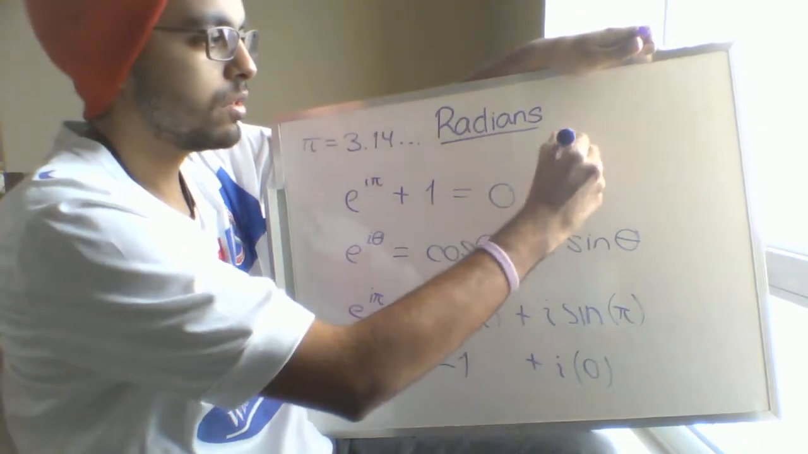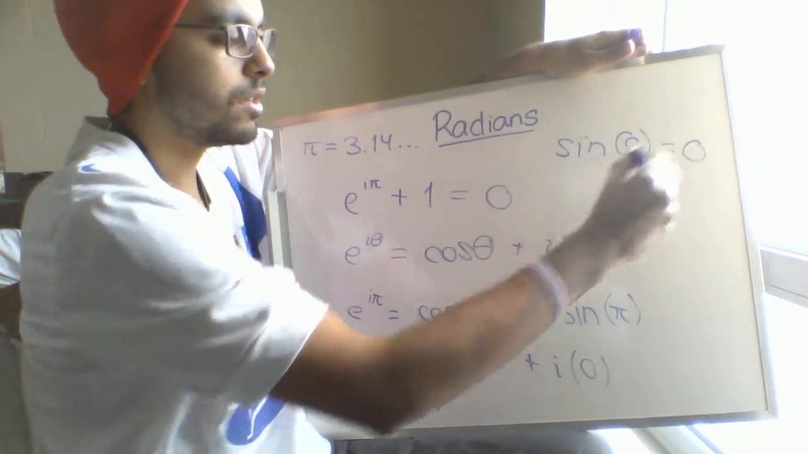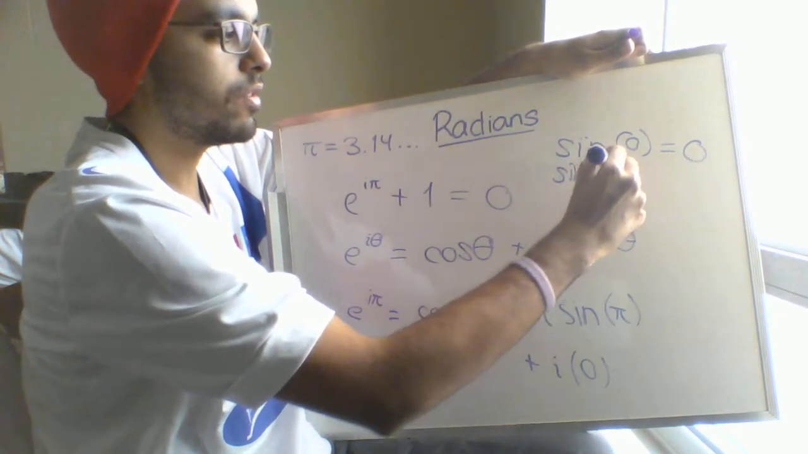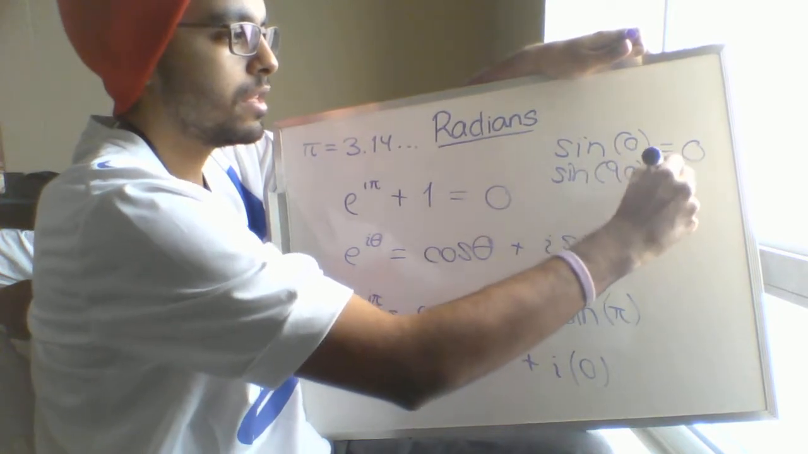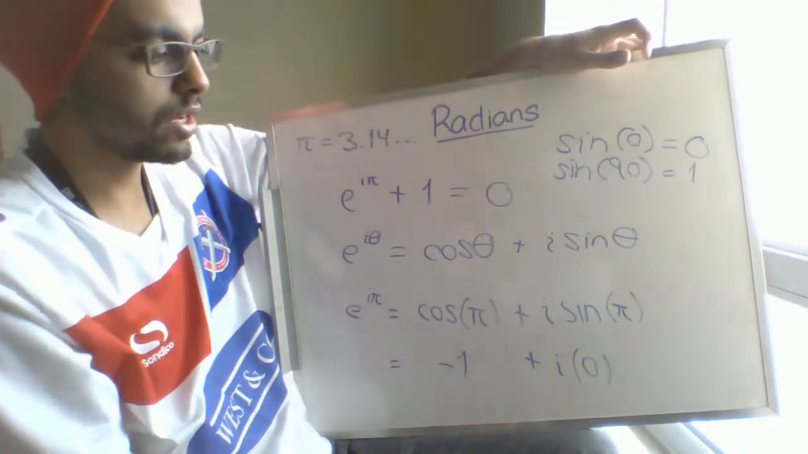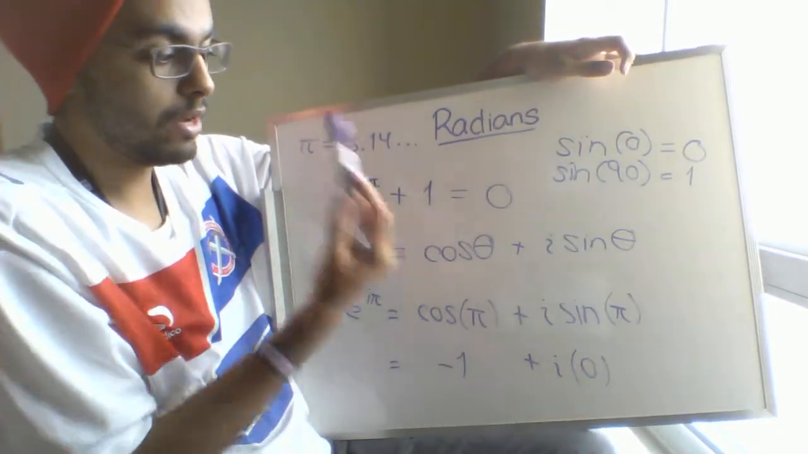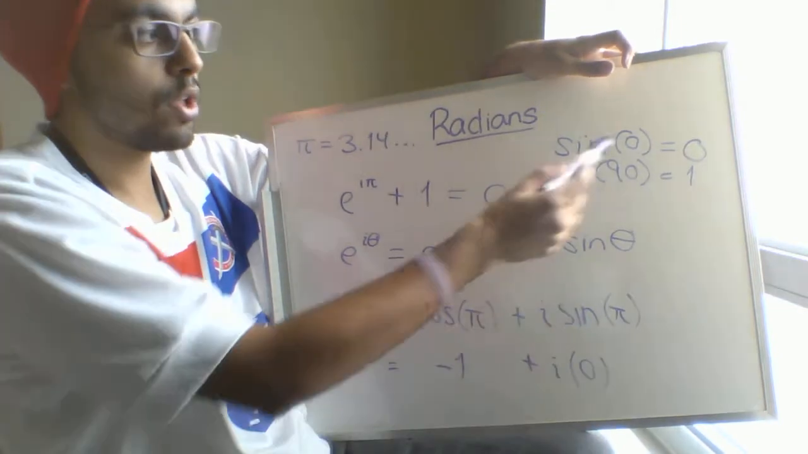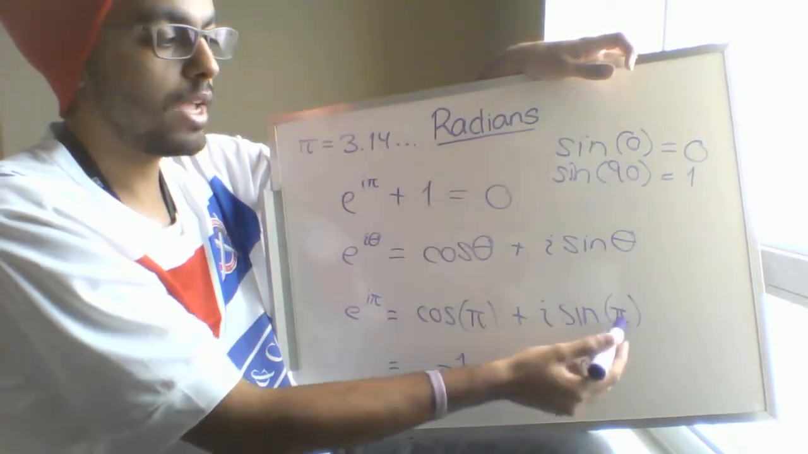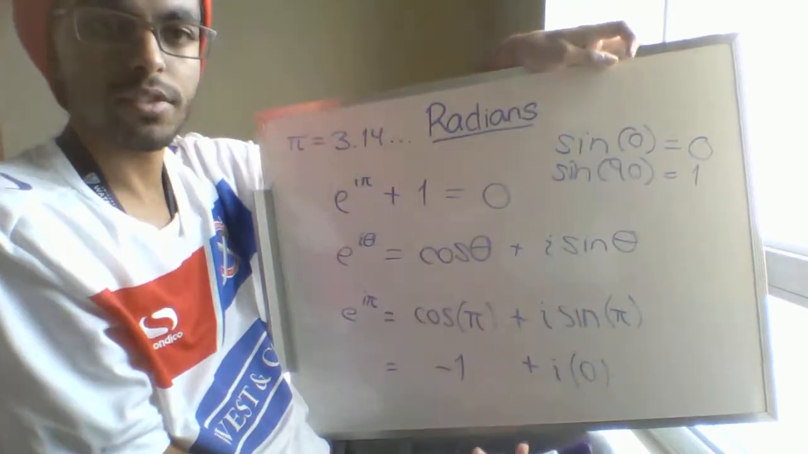Sine of 0 is 0, and sine of 90 is 1, right? So how on earth could sine of what's supposed to be 3.14 be equal to 0? We already know what equals 0, and pi is definitely not the same as 0 up here. So something else is going on.